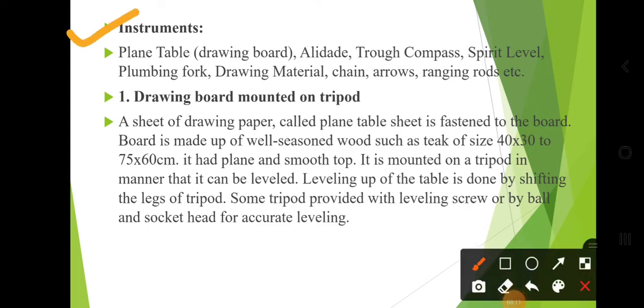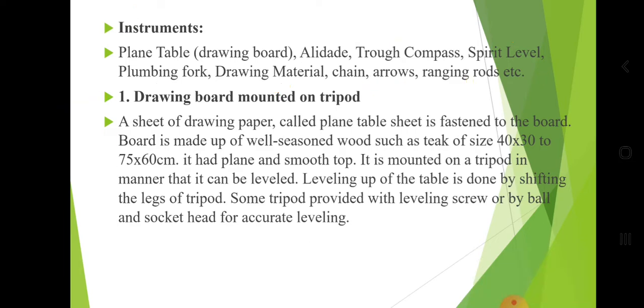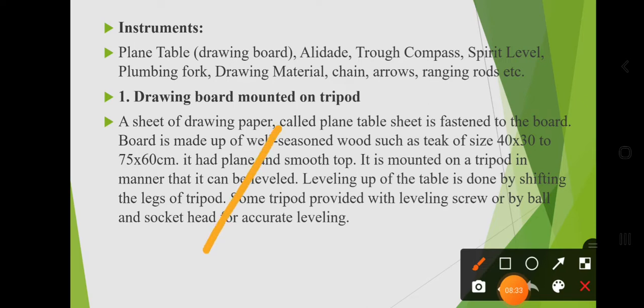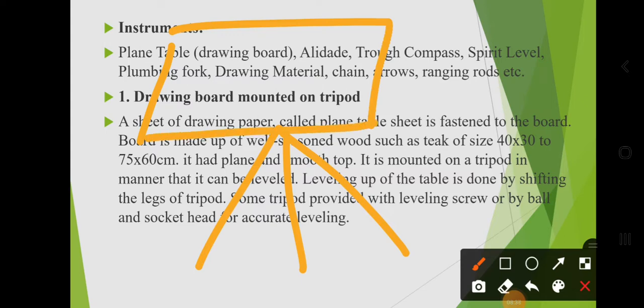Plane table survey uses a drawing board, and that drawing board is made up of well seasoned wood. Then alidade, trough compass, spirit level, plumbing fork, drawing material, chain, arrows, ranging rod, etc. are also needed. Now the first one, the drawing board mounted on a tripod. We can see there is a tripod, there is a ball and socket joint, and over that this drawing board is fixed, and over that we fix the drawing sheet with the help of pins.